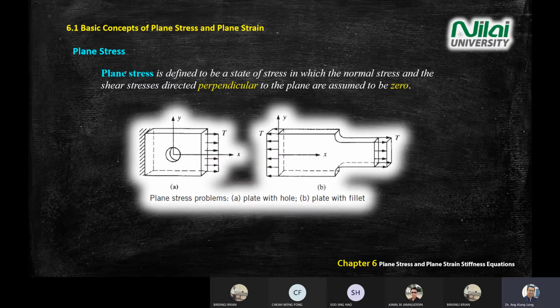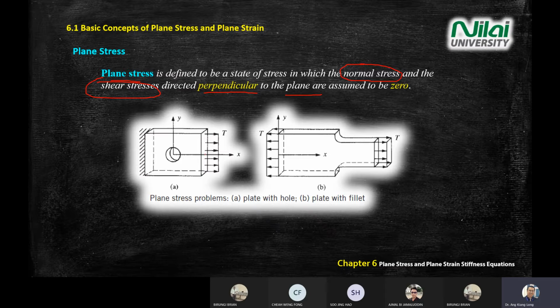All right. So when the question asks you to solve plane stress, there are two types of stress. One is normal stress, one is shear stress, as you know. I did already explain what is normal stress, what is shear stress. And perpendicular to the plane, it is 0, meaning when you solve a plane stress question, any stress that is perpendicular to the plane is 0. What does it mean?